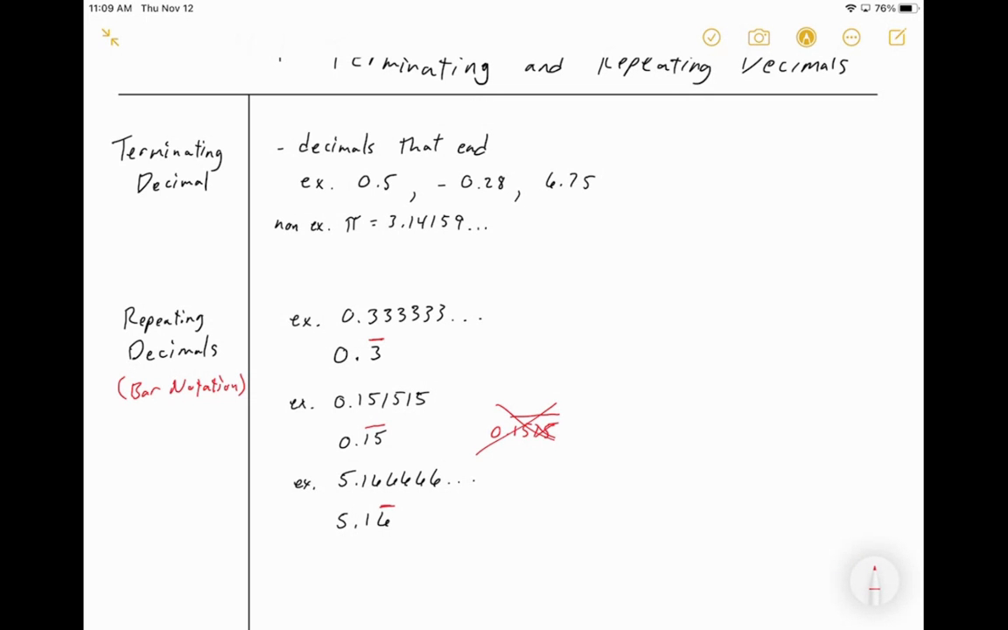If I put it over the 1 and the 6, then it would be 1, 6, 1, 6, 1, 6, 1, 6. Instead, I just want 5.1666666. You see the difference there? So the 1, yeah. Okay, so that's repeating decimals.